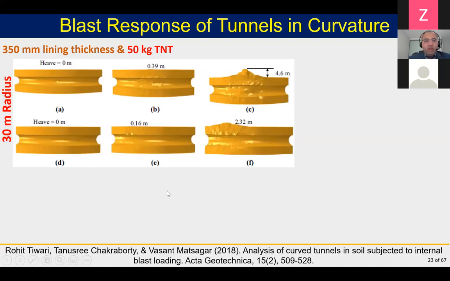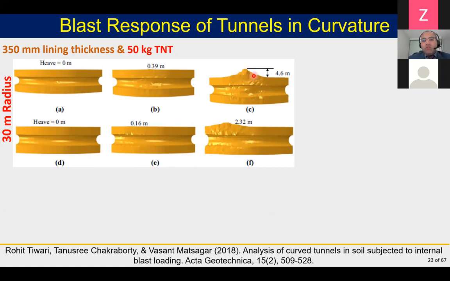And very interesting results are now coming here. So if you can see here, 30 meter radius, and the charge was placed at the center of the tunnel, and at 0 millisecond, no deformation of the tunnel, and 0.3, actually it's a different time domain. I'm really sorry, I actually forgot to mention the time here. So it's okay. If you can see here, when the charge is placed at the center at different times, you are having some deformation. And at the final stage, you see the ground heave here, which is around 4.6 meter.